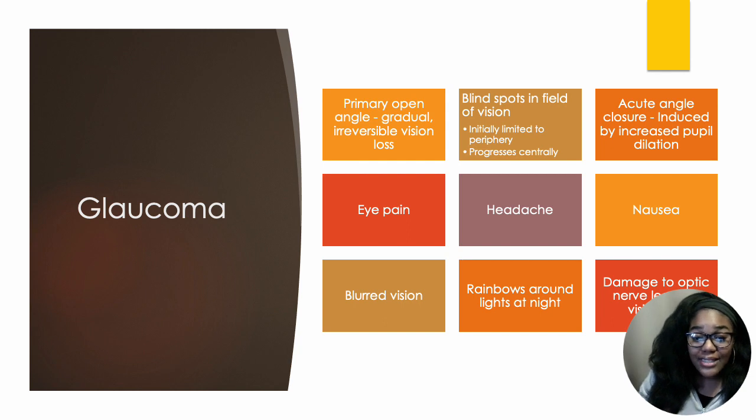As far as your signs and symptoms, clinical manifestations, with open angle primary, you have gradual irreversible vision loss. In your acute angle closure, you have induced intraocular pressure, and it's shown by increased pupil dilation. You have blind spots in the field of vision. You have eye pain, headaches, nausea, blurred vision. You may even see rainbows around lights at night. And of course, there is damage to that optic nerve leading to vision loss.